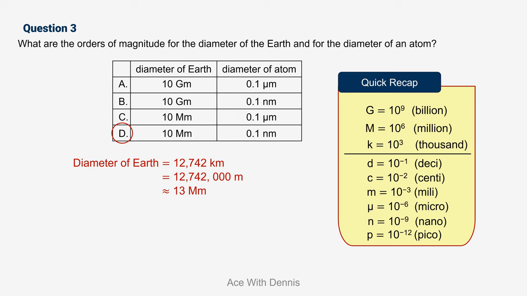So you may wonder if the answer for the diameter of an atom is 0.1 micrometer. Let's see how small the value of the micrometer range is. The diameter of our hair is about 17 to 181 micrometers, and the actual diameter of an atom is 0.1 to 0.5 nanometers. So that's why from the answers there, the correct answer should be D, 10 megameters for the diameter of the Earth and 0.1 nanometer for the diameter of an atom.